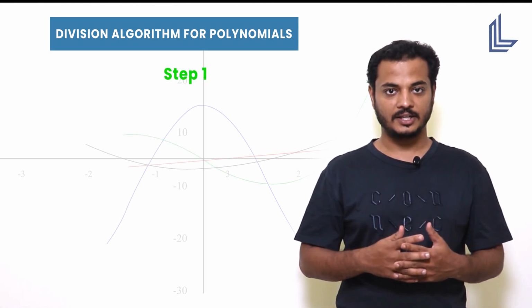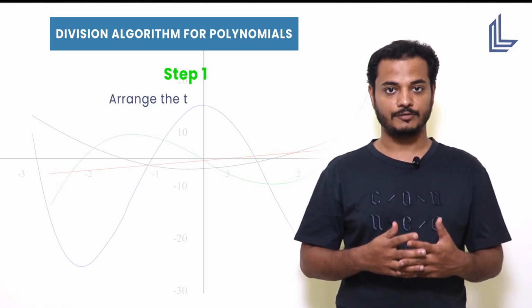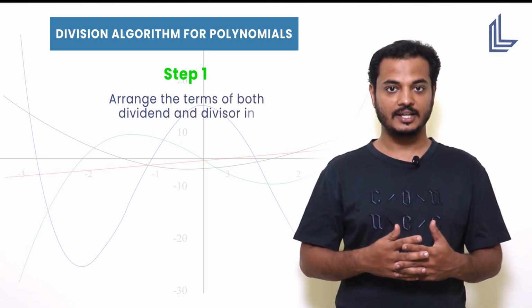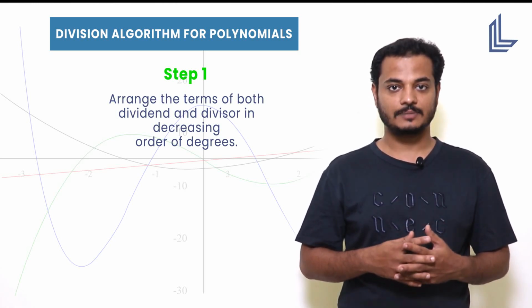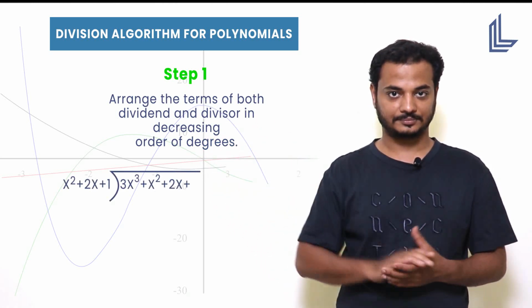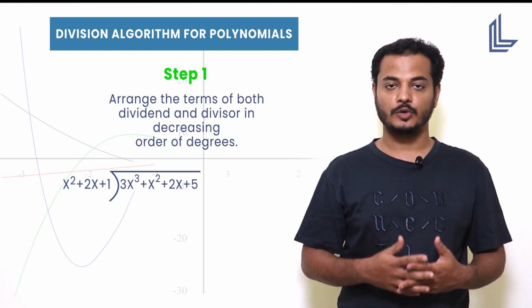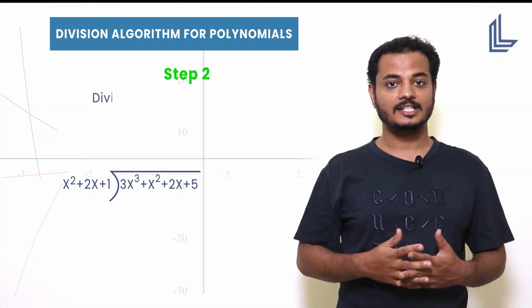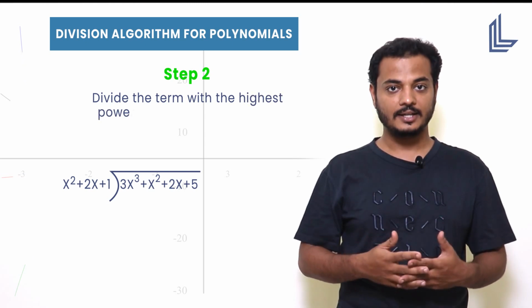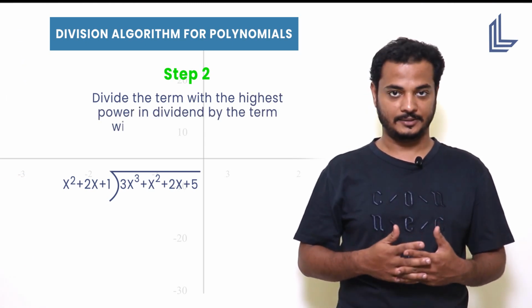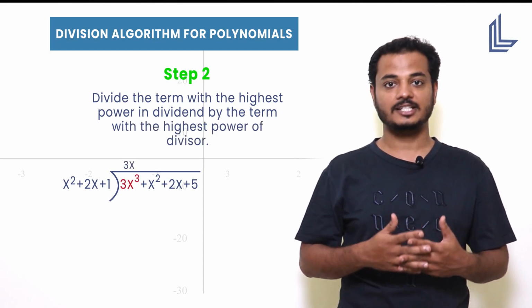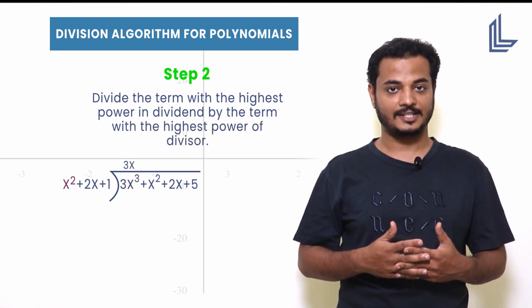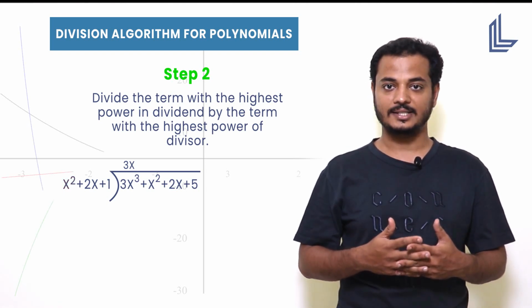Our first step is to arrange the terms of divisor and dividend in decreasing order of their degrees. Doing so, we can express the division as shown. Now you are ready to move on to your second step. Divide the highest power in dividend by the highest power in divisor. In this case, the highest power in dividend is 3x cube and highest power in divisor is x square. When we do the division, we get the value as 3x.